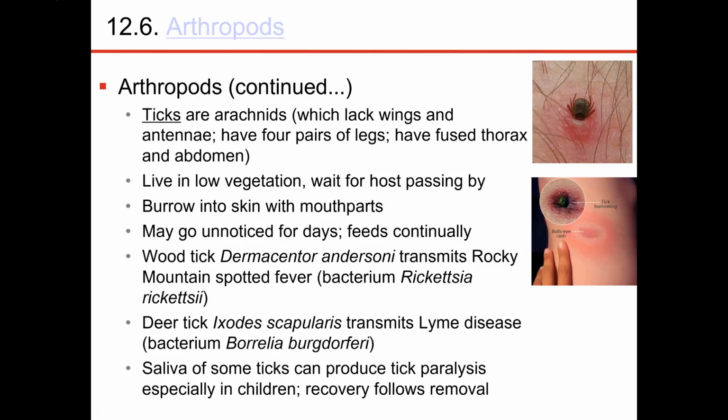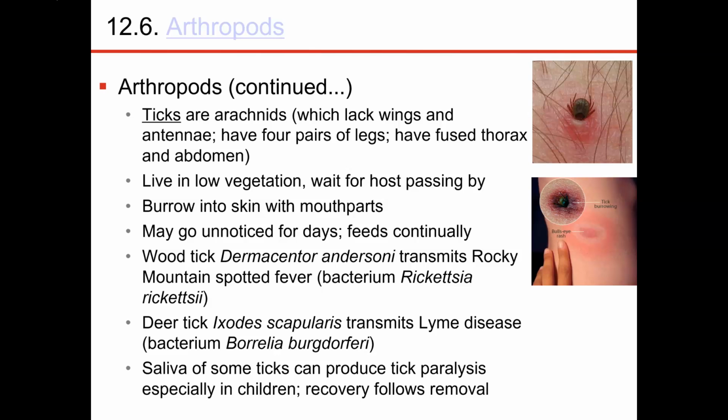The next organism is the arthropod, or not the arthropod, I'm sorry, is the tick. So a tick is a type of arachnid. It has 4 pairs of legs, a fused thorax and abdomen. So we're no longer talking about insects.